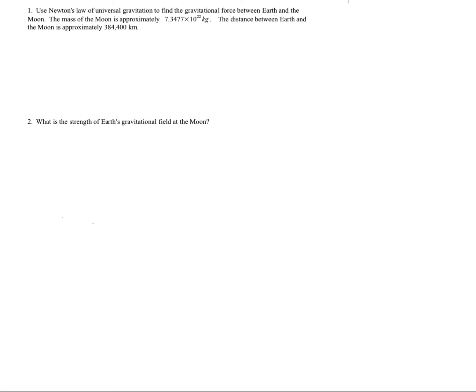Use Newton's law of universal gravitation to find the gravitational force between Earth and the Moon. The mass of the Moon is approximately 7.3477 times 10 to the 22 kilograms. And the distance between Earth and the Moon is 384,400 kilometers.